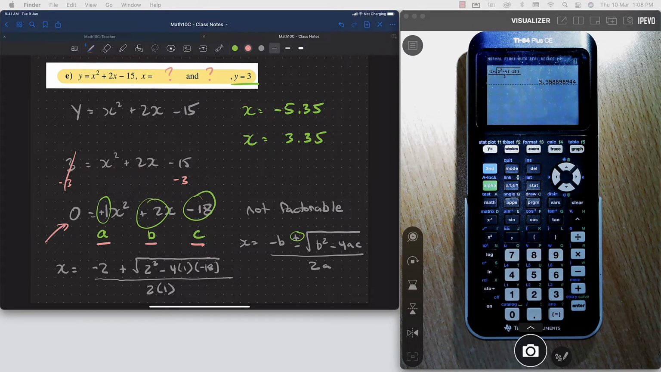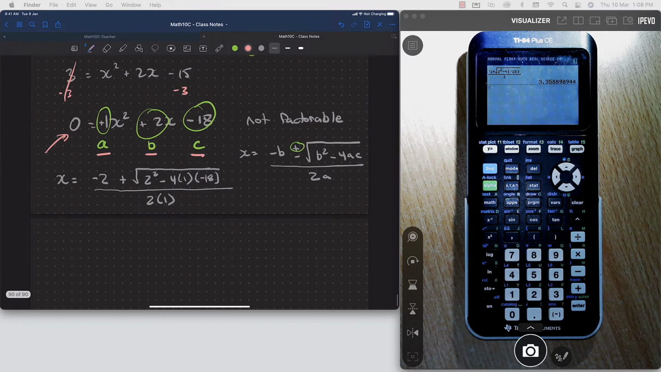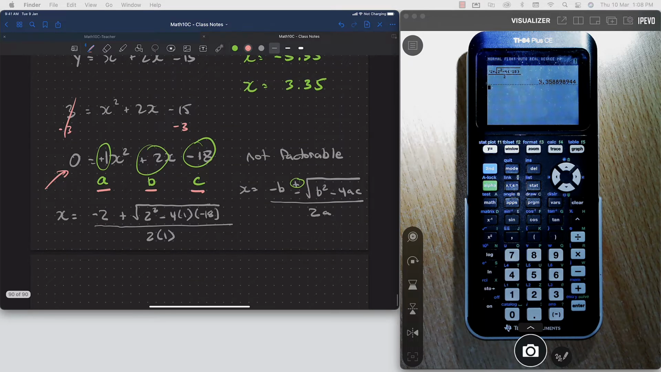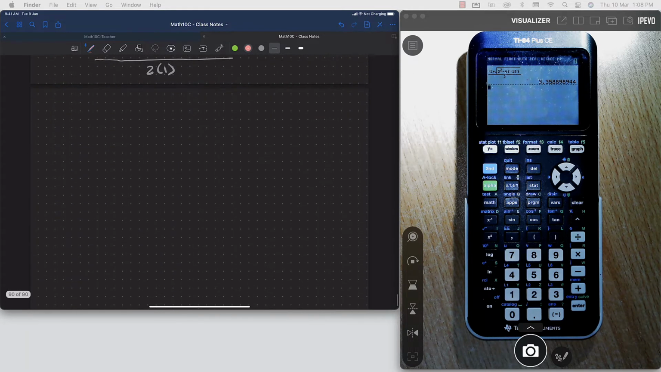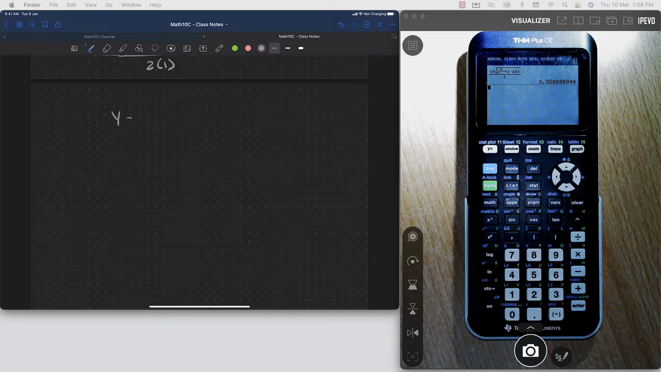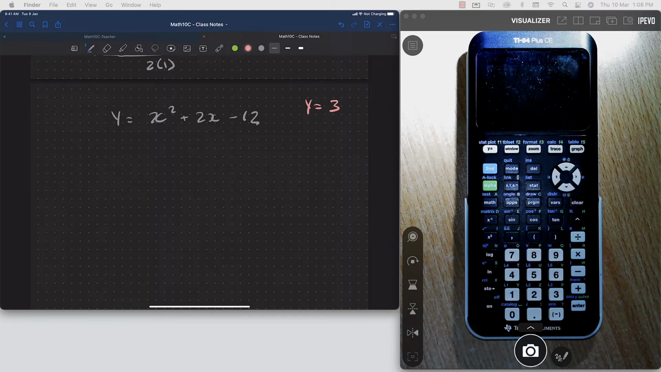Now I'm just going to show you basically taking that same equation, y equals x squared plus 2x minus 15. Most likely what I'd end up doing is modifying a question like this and making it equal to, say, a negative 12. And I'd say to you that y equals 3. Now solve for the two values of x.